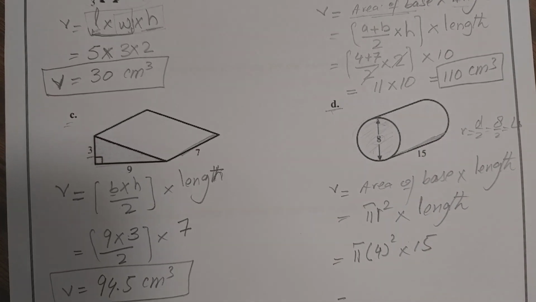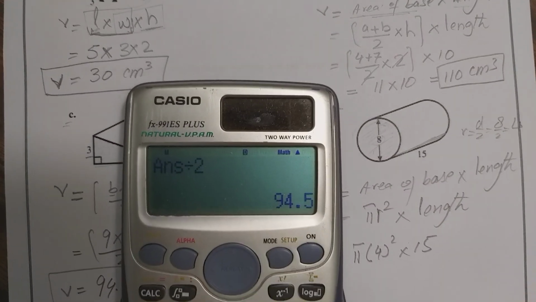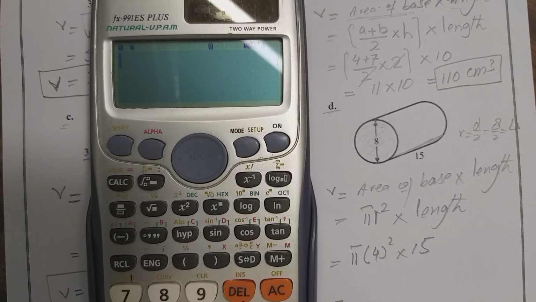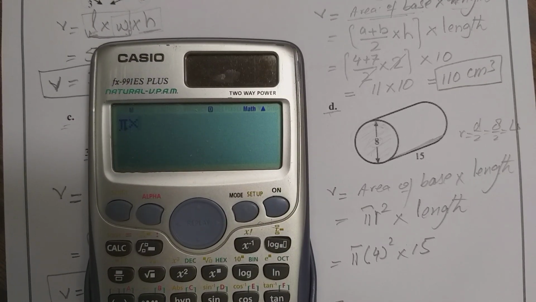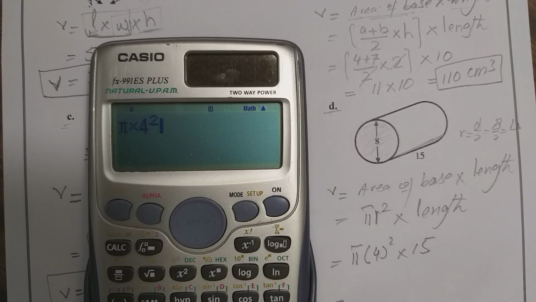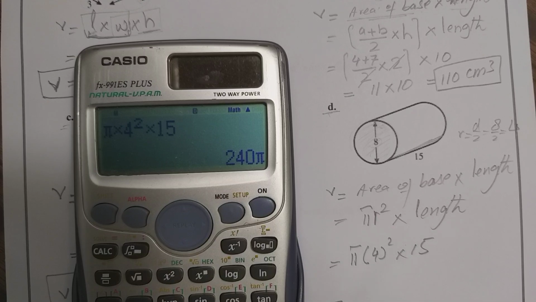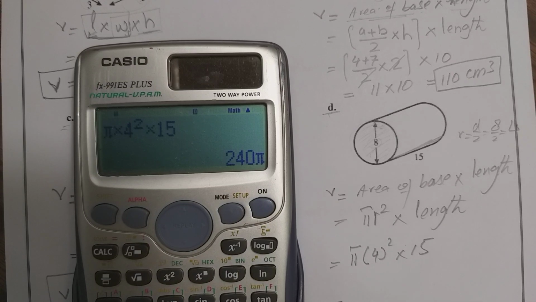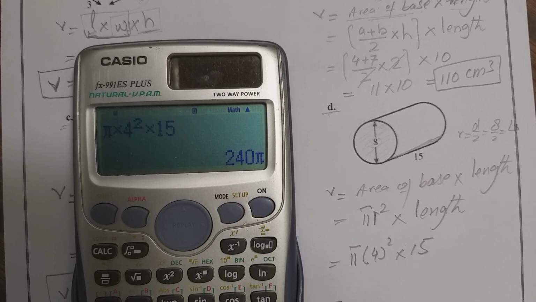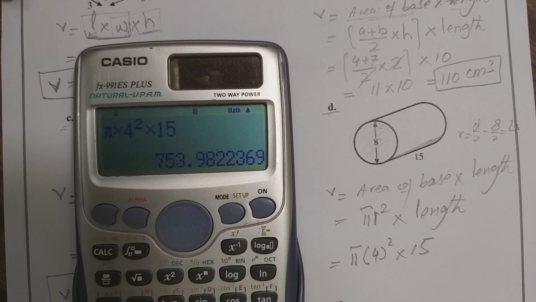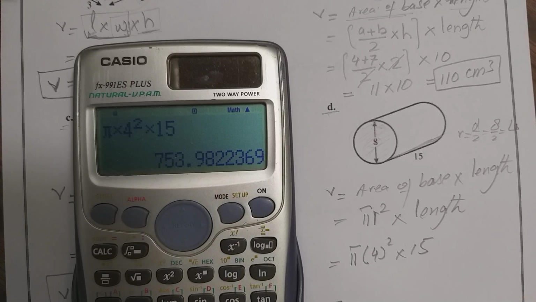So to simplify, I'm pressing shift pi times 4 square times 15. You will find 240 pi, but we need to find it in decimals or 3 significant figures. If the question mentions 3 significant, go for 3 significant. If it does not mention it, leave it in 2 decimal places or 1 decimal place. But make a practice of 3 significant figures, because in exams they normally ask the question in 3 significant figures. Even if they don't ask, we need to write the answer in 3 significant figures.